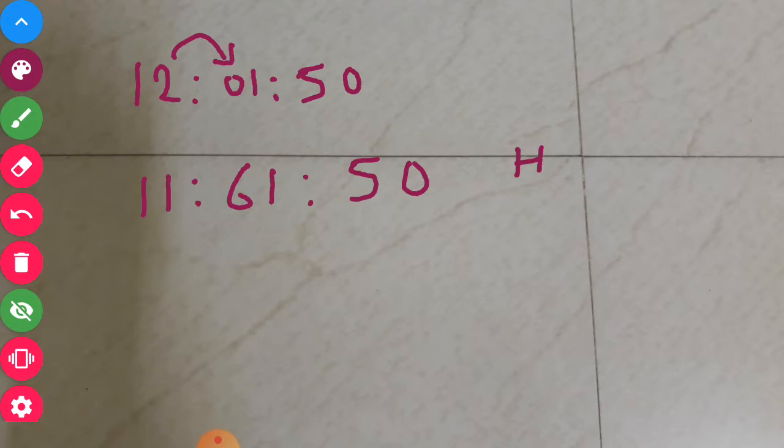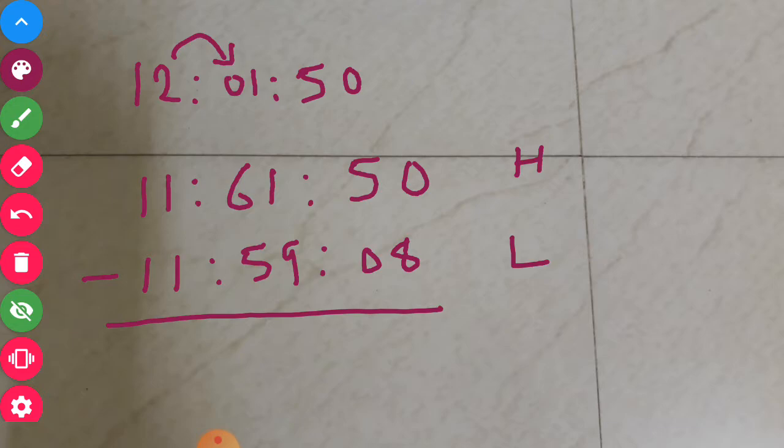Now the lowest reading is 11:59:08. Now find the range, or the difference between the highest reading and the lowest reading. Okay, so here it is just a subtraction.